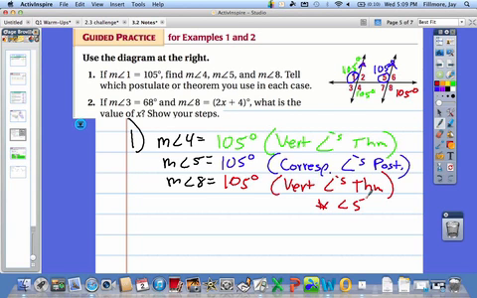So that's part 1. We found the measure of angles 4, 5, and 8. I'm going to erase this, so if you need to pause it to write it down, go ahead and do that. Otherwise, I'm going to move on to example 2. All right, so moving on to example 2.